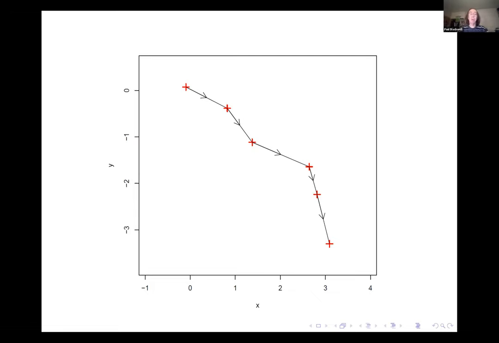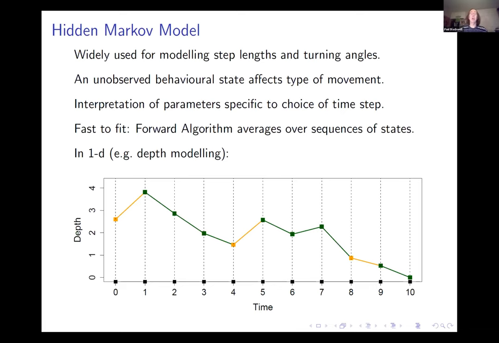And from that perspective, an approach that's usually taken, or often taken, is to think about hidden Markov models. And so the idea is that there's an underlying discrete behavioral state, and that affects the properties of the movement while the animal's in that state. And that has some limitations because of the discrete time nature of it. In particular, the interpretation of parameters is very specific to the choice of that time interval. But nevertheless, those models are quite widely used.